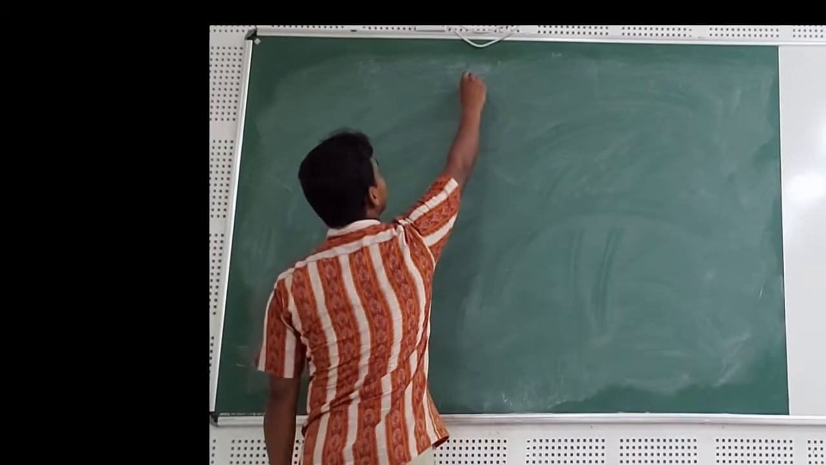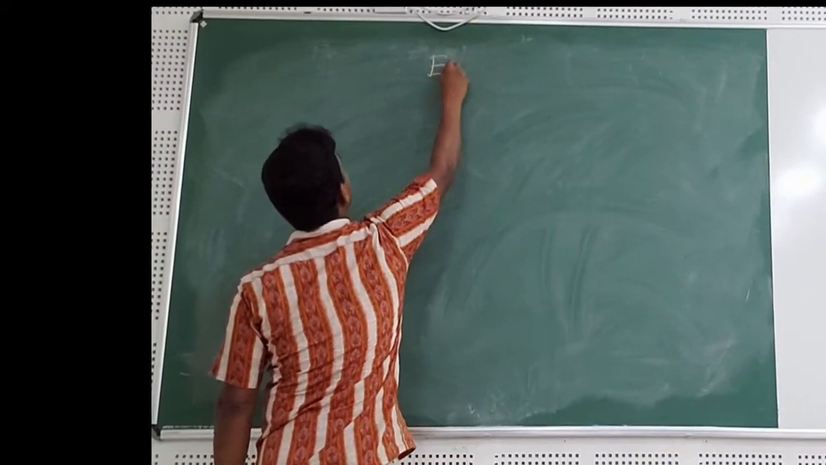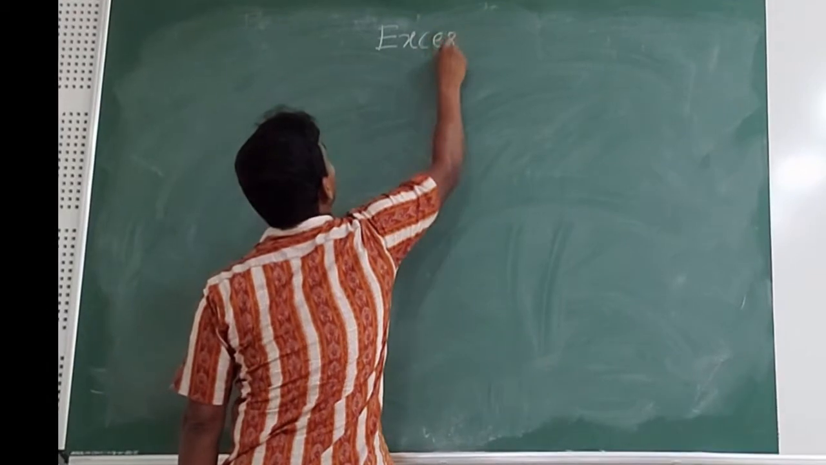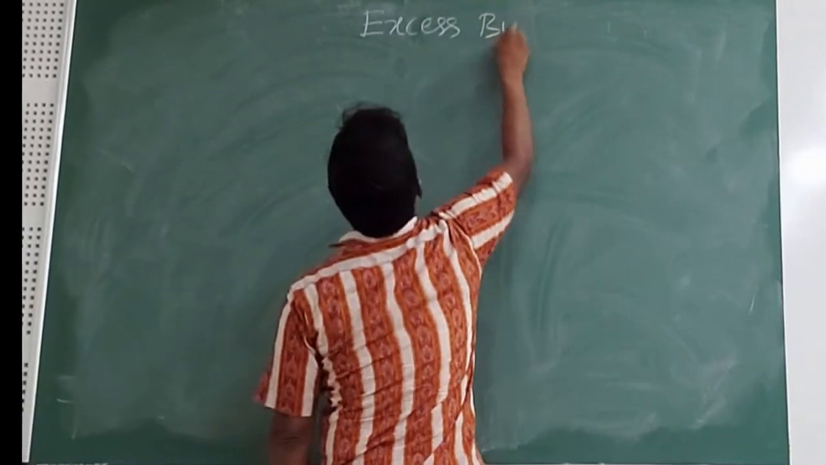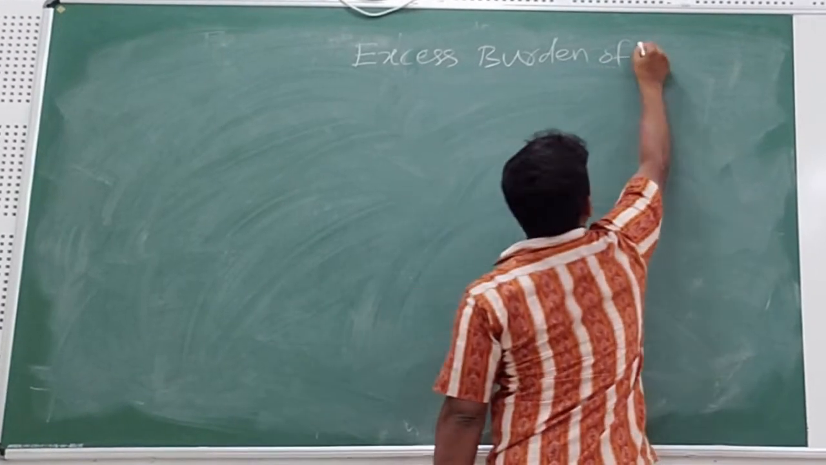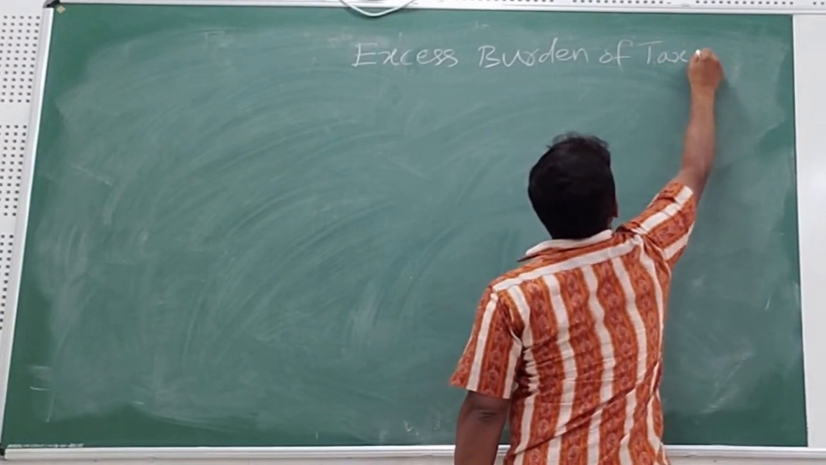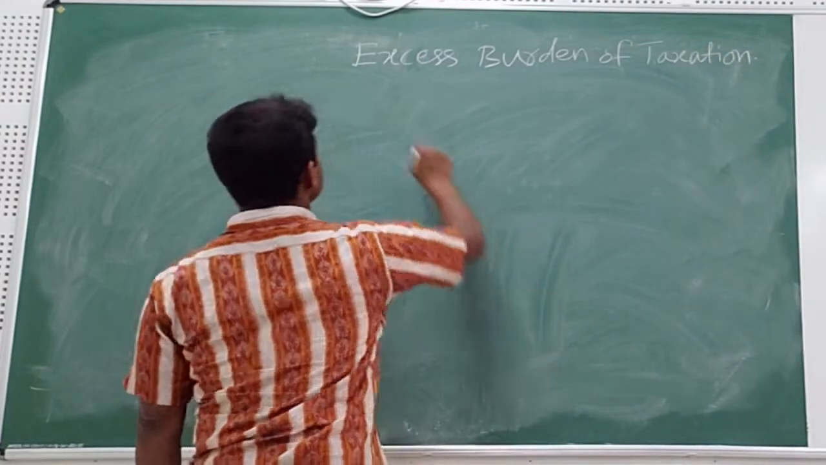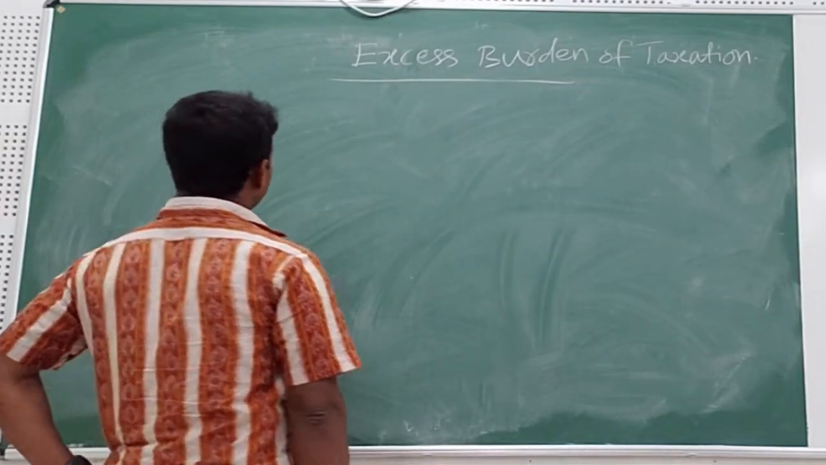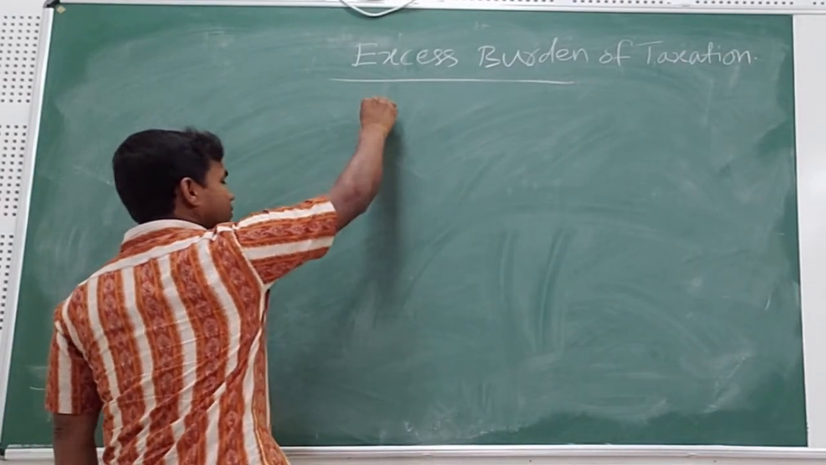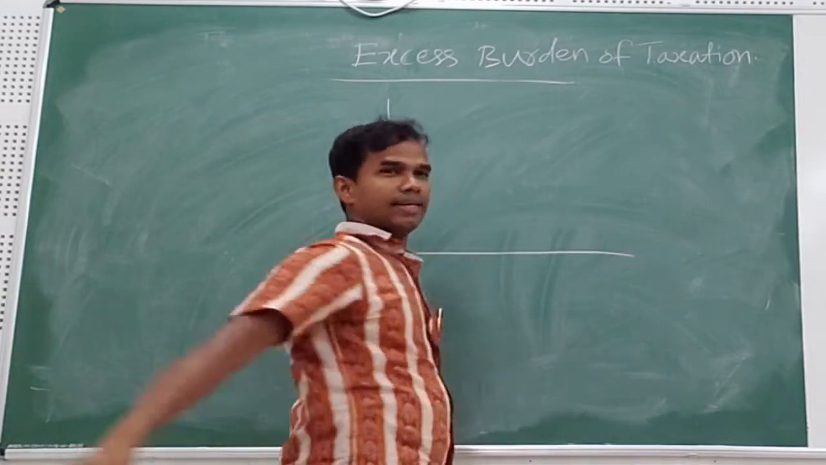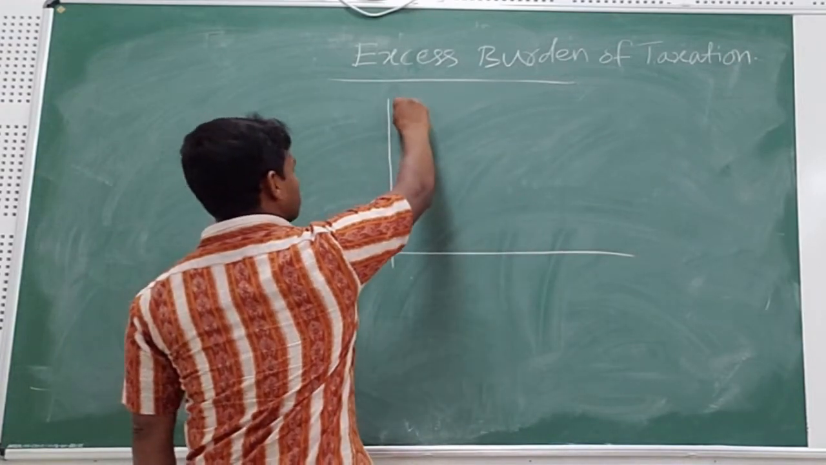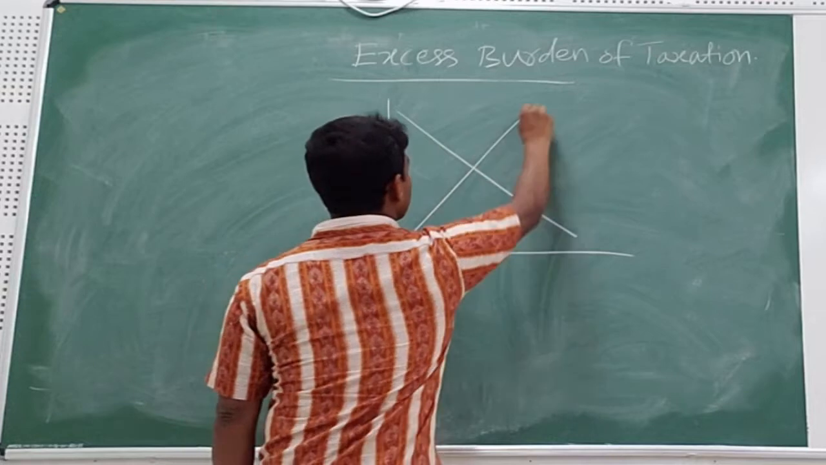We shall discuss the excess burden of taxation. Let us start with simple demand and supply curves, and then we will come to the indifference curve. So, there is a demand curve and then a supply curve.